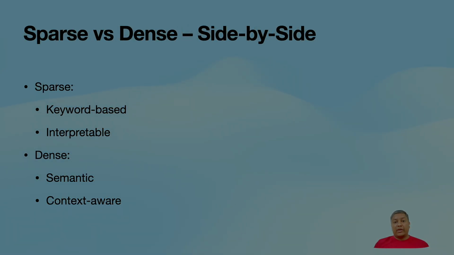Sparse and dense vectors solve different problems. Sparse vectors are transparent and exact. Dense vectors are powerful and meaning aware. Neither is better universally. They complement each other.